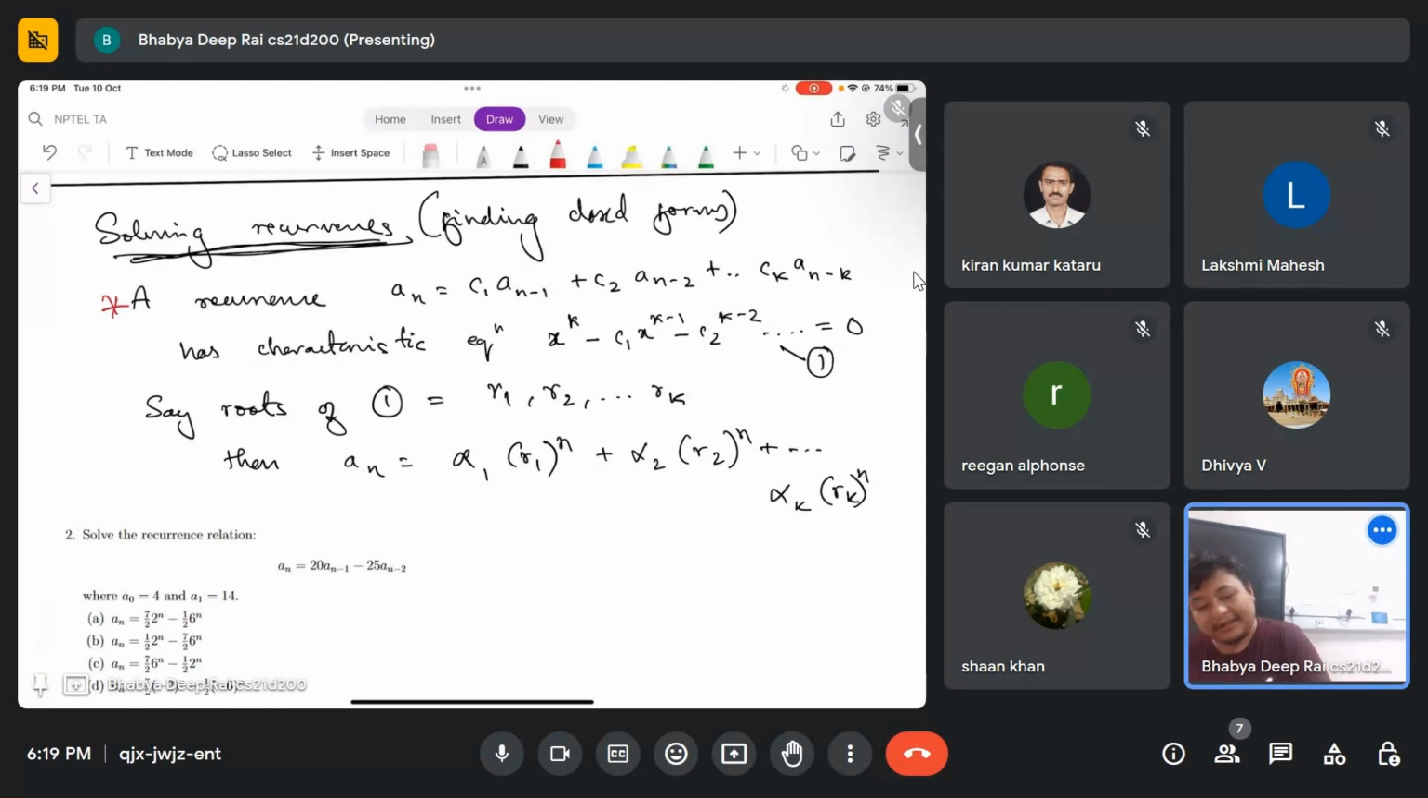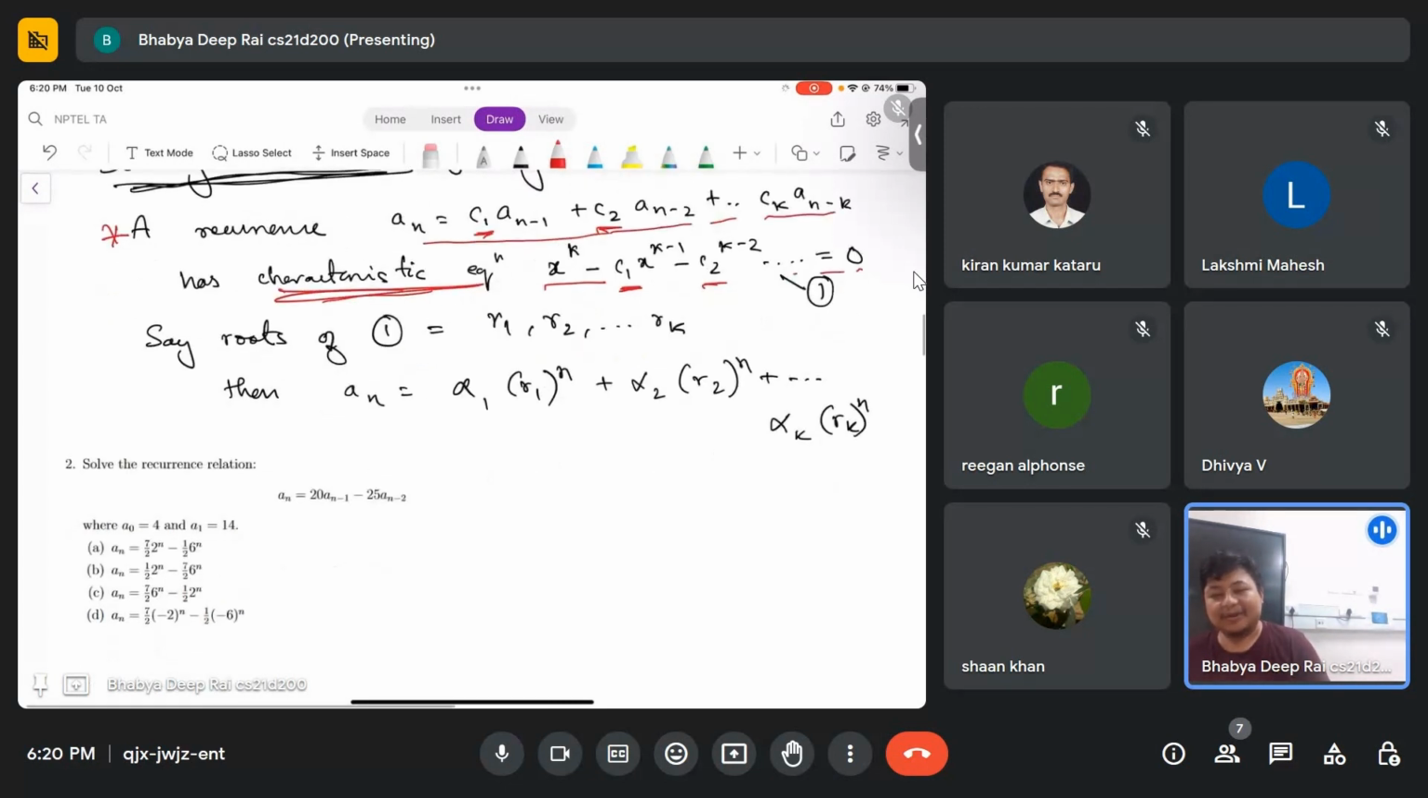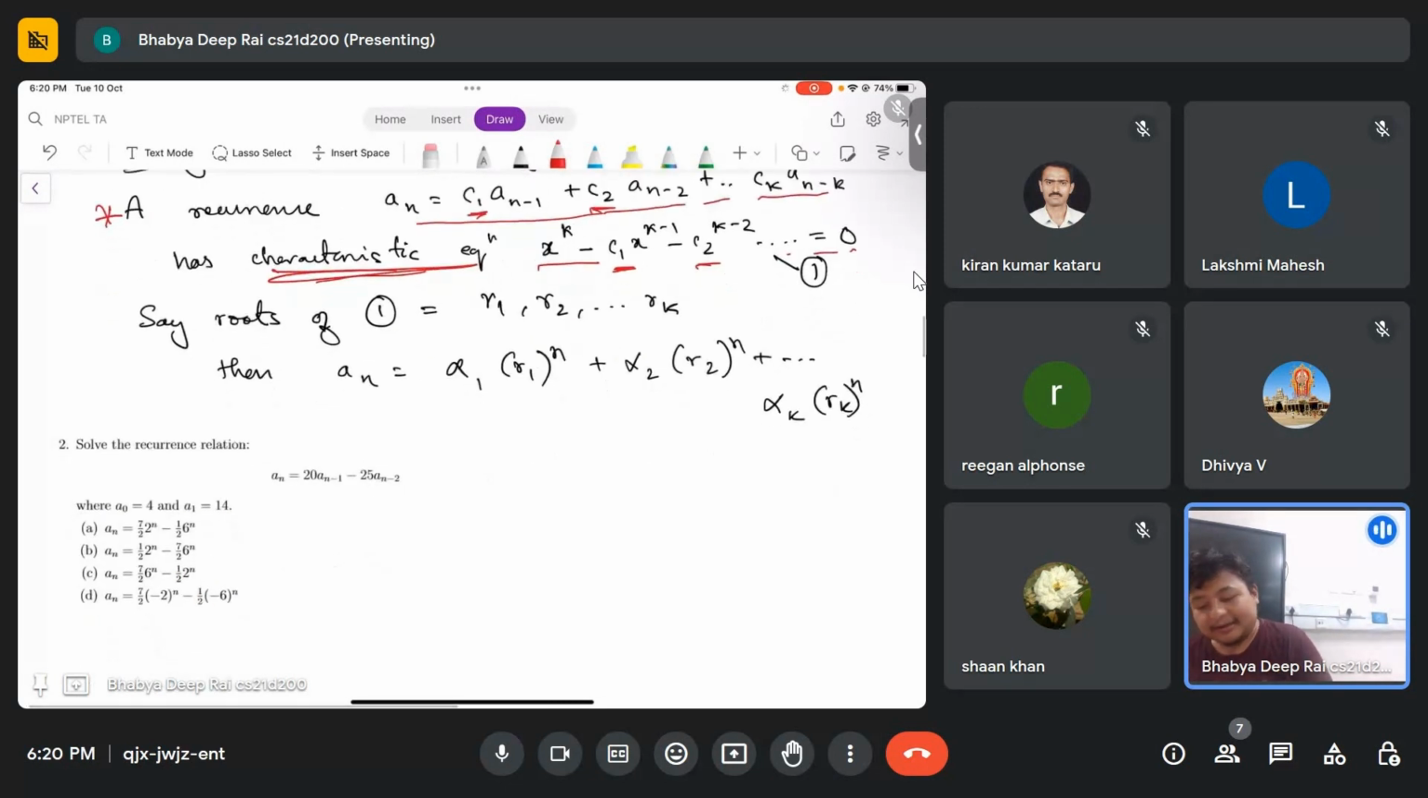A recurrence a_n equals c1 a_(n-1) plus c2 a_(n-2) and so on till ck a_(n-k) is what is known as a linear recurrence. It has a characteristic equation: x to the k minus c1 x to the k minus 1, minus c2 x to the k minus 2, and so on. This is what is called the characteristic equation of the recurrence. It's there in the lecture, so I'm not dabbling too much on it. And say the roots of the equation are r1, r2, and so on till rk.